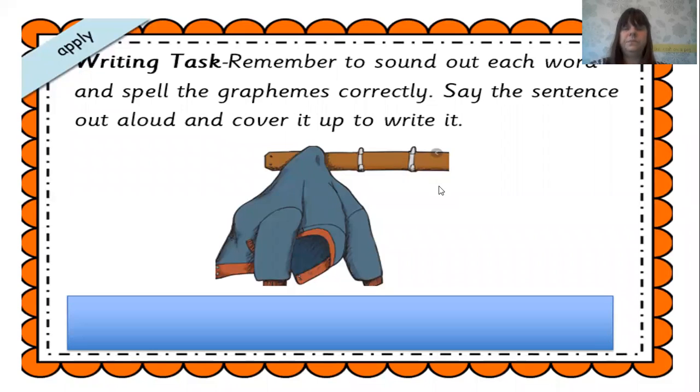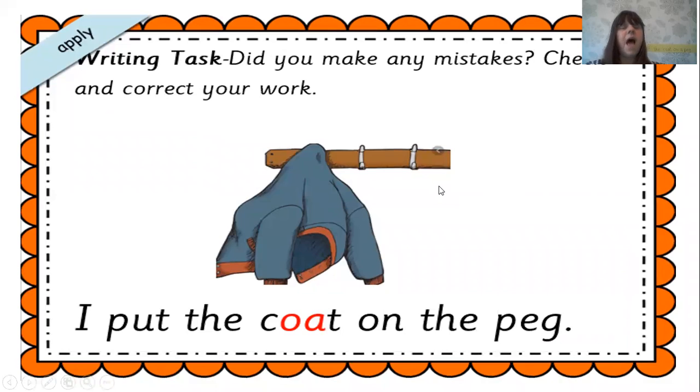Okay, let's go back to the screen and check our work. I put the coat on the peg. Thumbs up. And if I did make a mistake, I would just check and correct it.